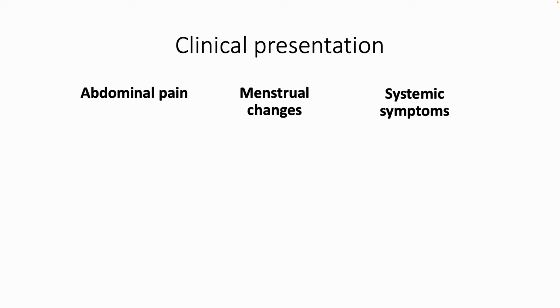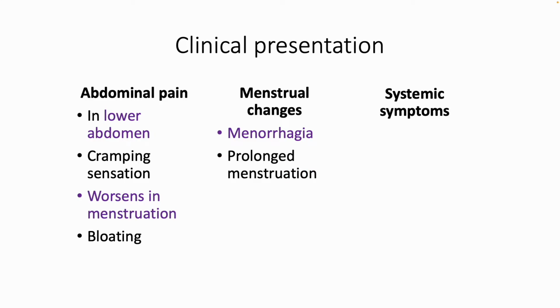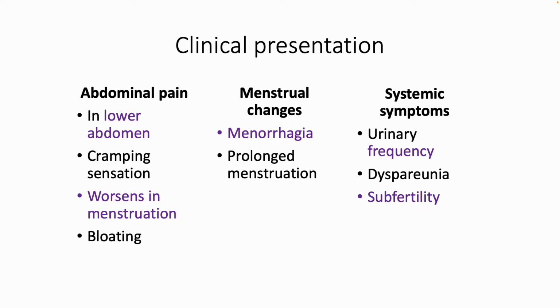In terms of clinical presentation, the main 3 complaints of patients would be abdominal pain, menstrual changes, and some systemic symptoms. The abdominal pain is in the lower abdomen, and it is a cramping sensation which worsens in menstruation. The patient may also experience some bloating. The main menstrual change patients normally come complaining of is menorrhagia, but prolonged menstruation may also be seen. Some of the main systemic symptoms are urinary frequency, dyspareunia, which is discomfort during sex, and subfertility.